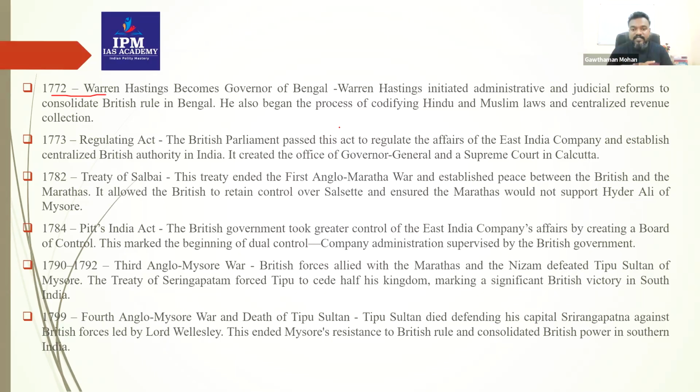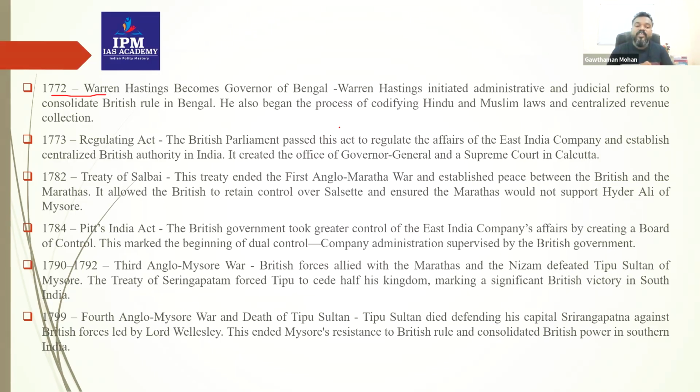The British Parliament passed this act, and with that they have created a post called the Governor General of Bengal. It was Governor of Bengal till then, and now it was the Governor General of Bengal, and the first Governor General of Bengal was Warren Hastings only. And they have also established the Supreme Court in Calcutta.